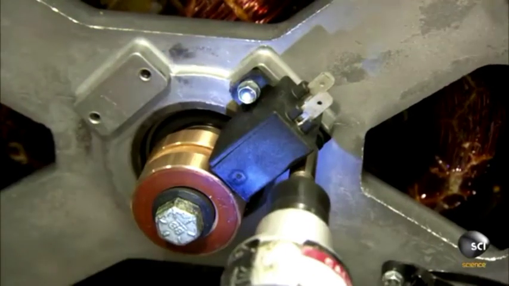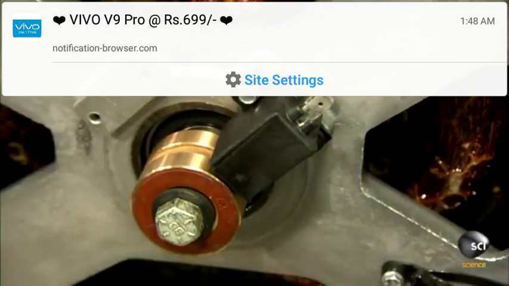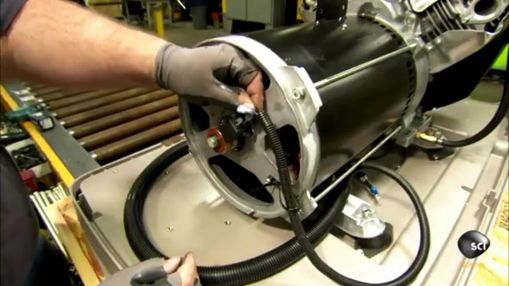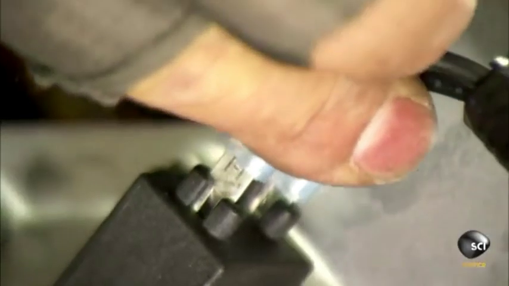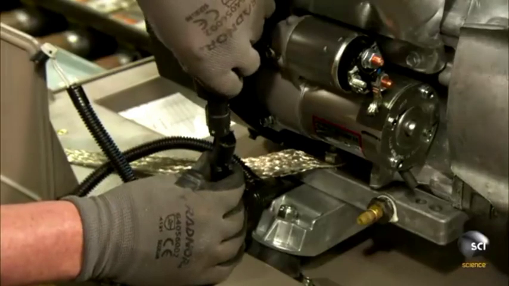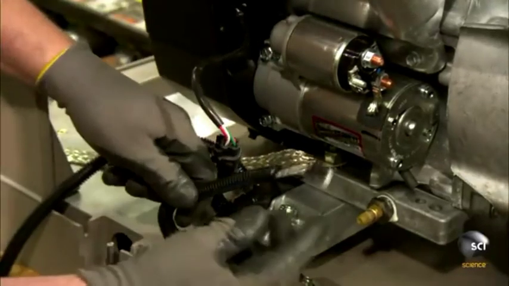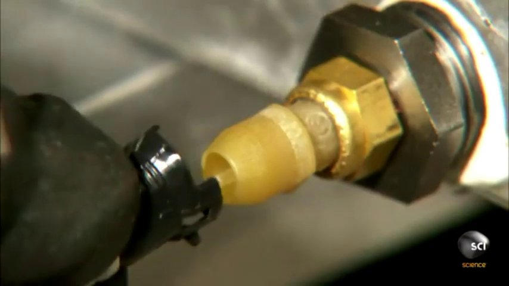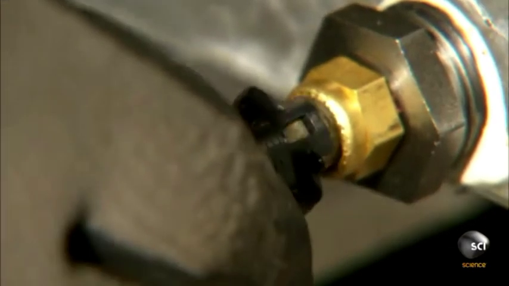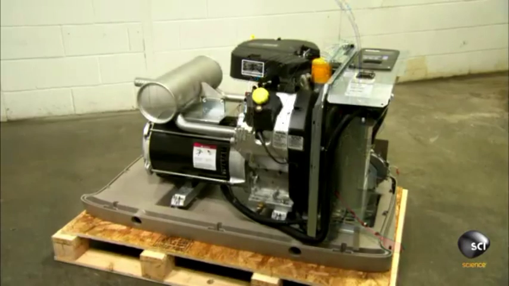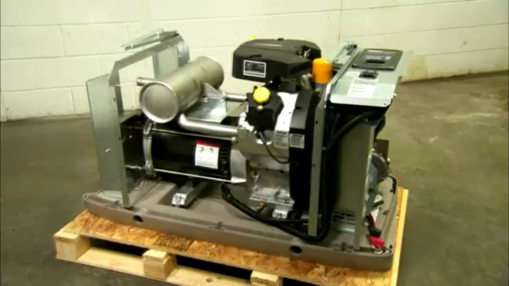He secures it to the end bracket with screws. He connects the wiring harness that moves electricity from the brush to the controller. He links the other end of the harness to the engine. He plugs in a sensor to monitor oil pressure and makes all the other electrical connections. The assembly of this standby generator is complete.